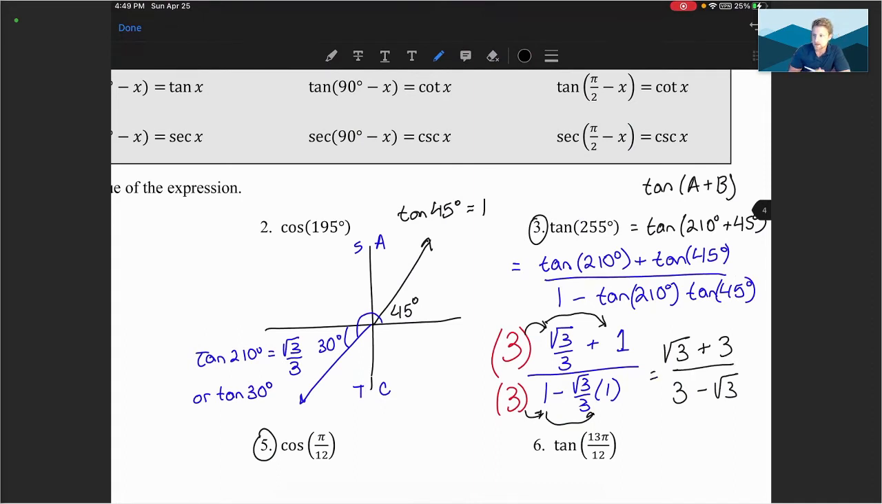And for our purposes here, we'll just keep that as our solution here. So that's our exact solution.